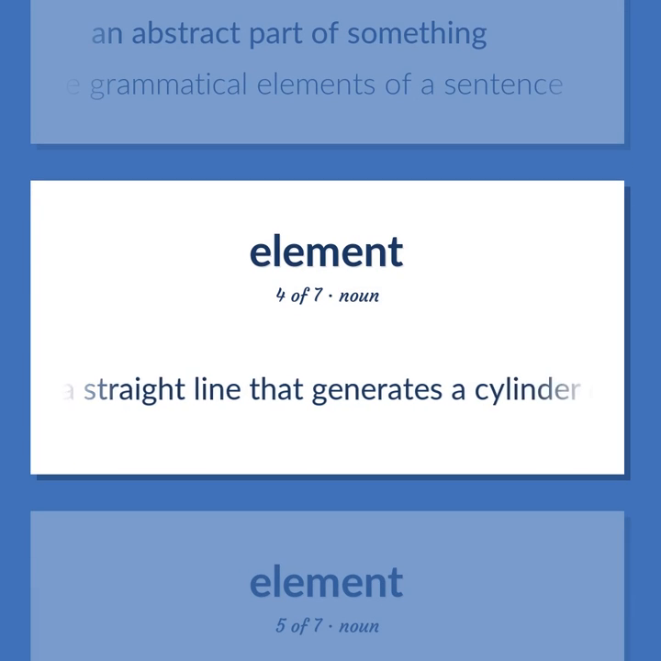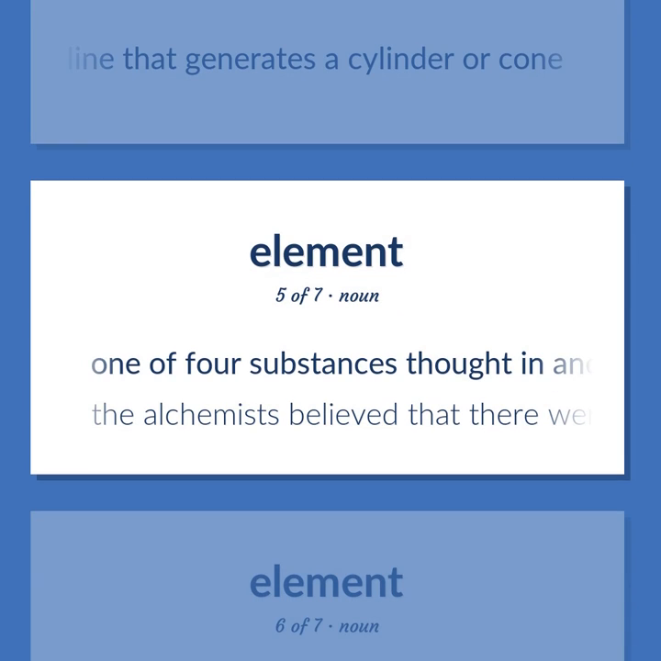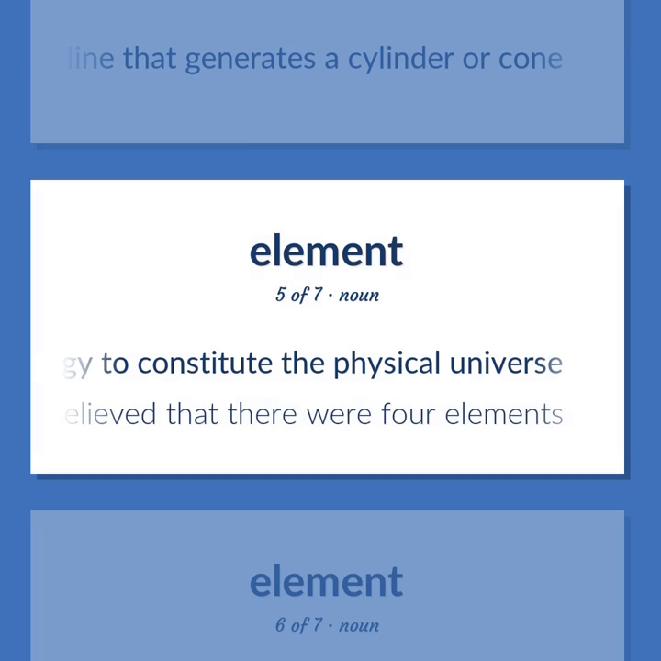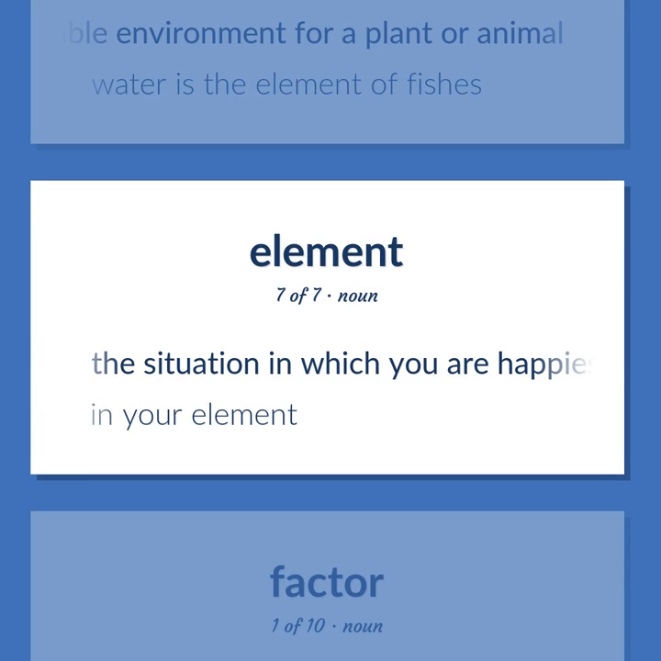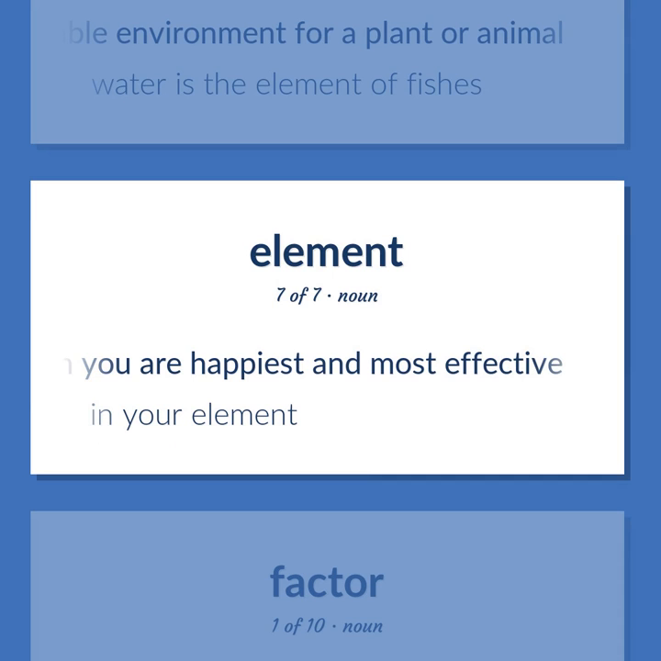A straight line that generates a cylinder or cone. One of four substances thought in ancient and medieval cosmology to constitute the physical universe. The alchemists believed that there were four elements. The most favorable environment for a plant or animal. Water is the element of fishes. The situation in which you are happiest and most effective. In your element.